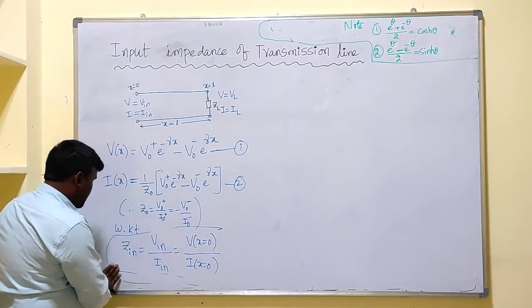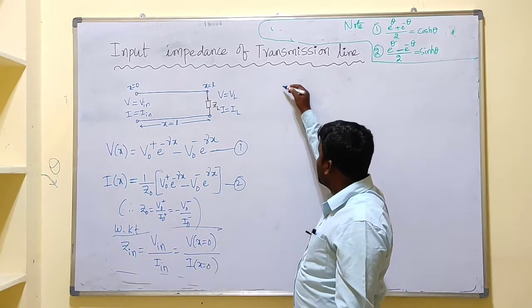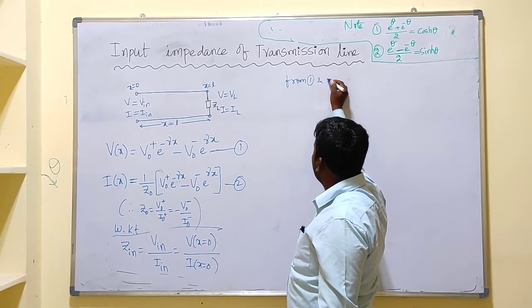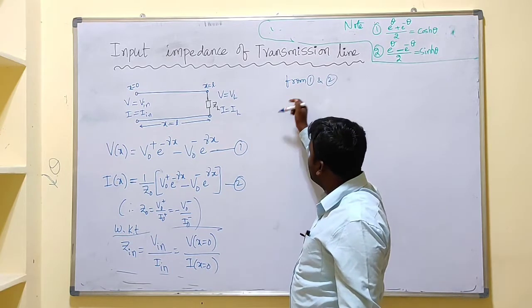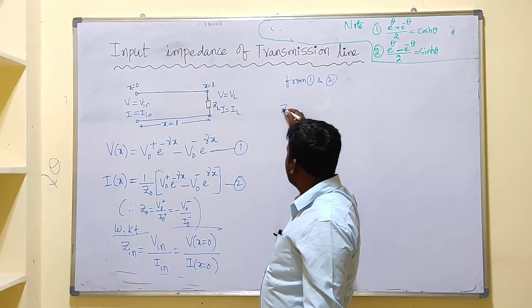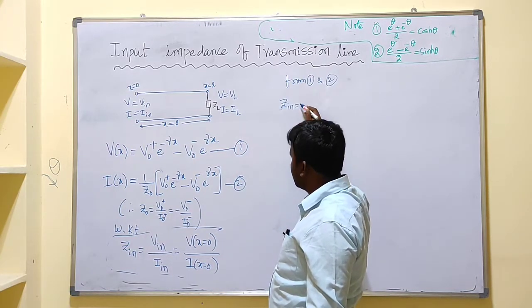From 1 and 2, we will get ZIN. What are equations 1 and 2? This is equation 1 and equation 2. We require ZIN, and from 1 and 2, ZIN is nothing but VIN by IIN.